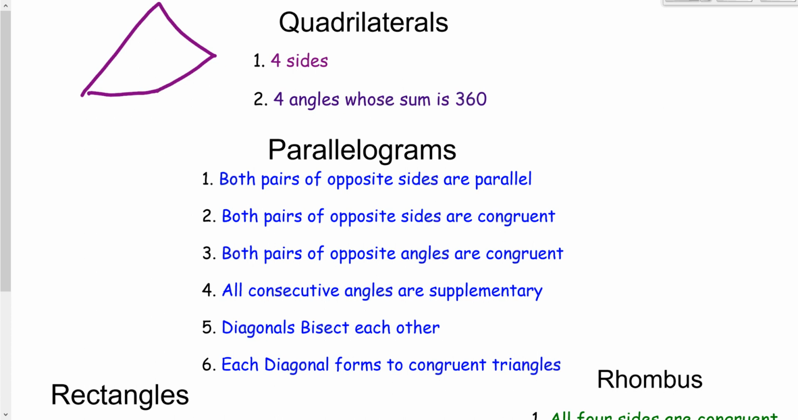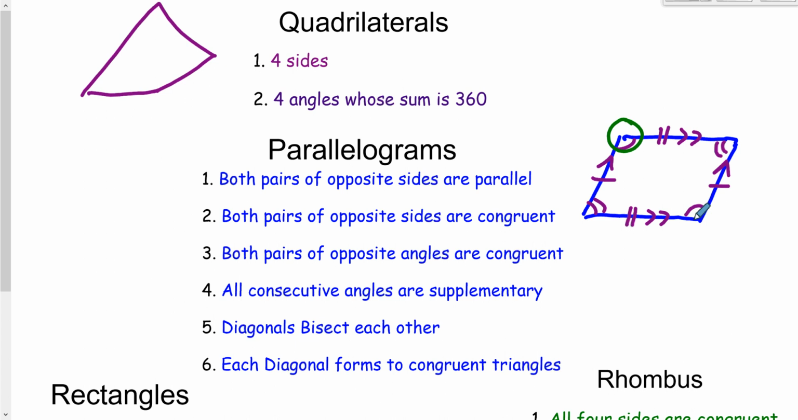Now, if I was to draw out a parallelogram, it would look like this, and then we would have to remember that we have both pairs of opposite sides parallel and congruent. We would have both pairs of opposite angles congruent. All consecutive angles are supplementary. This angle, that angle, and that angle, and those two angles add to 180.